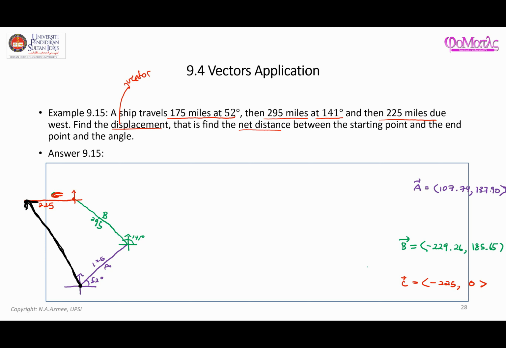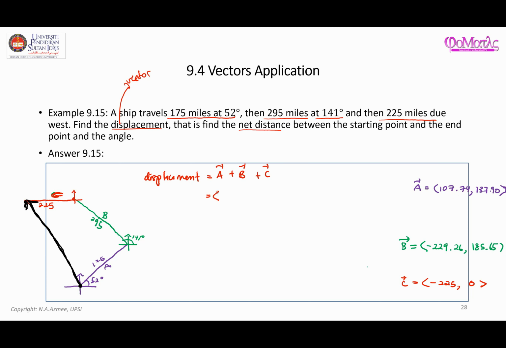Now once you have managed to get vector A, B and C, you can find this vector here, which is the displacement. The displacement is a vector. So the displacement vector is just adding up vector A, B and C accordingly. So I'm going to write down: displacement is a vector, and it can be found by adding up vector A plus vector B plus vector C. So you can add up the components accordingly.